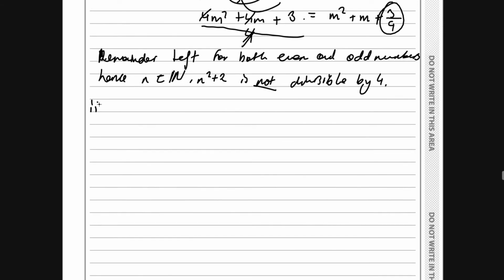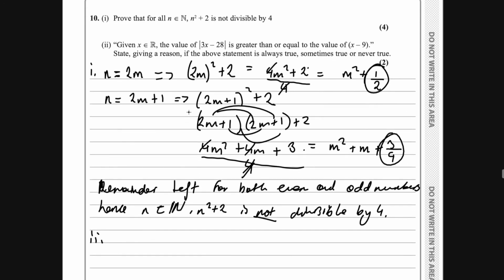For part II, what we're told is that given that x can be any real number, so we're given a lot more freedom this time, where it can be any real number, any non-imaginary number, which obviously you don't really go into unless you're doing further maths, the value of the modulus of 3x minus 28 is greater than or equal to the value of x minus 9. State, giving a reason, if the above statement is always true, sometimes true, or never true.